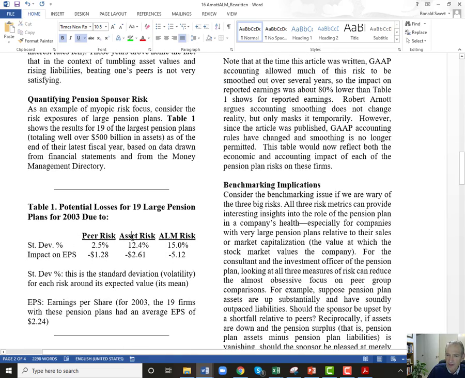He shows how much impact each one of these risks could have on the earnings per share of the firms with the 9 largest pension plans. This is back in 2003, so this is an old article. But for earnings per share, your worst case scenario with peer risk is that it's going to cost you $1.28 in earnings per share. With asset risk, it could cost you $2.61. With ALM risk, it could cost you $5.12. So your biggest risk is ALM risk.